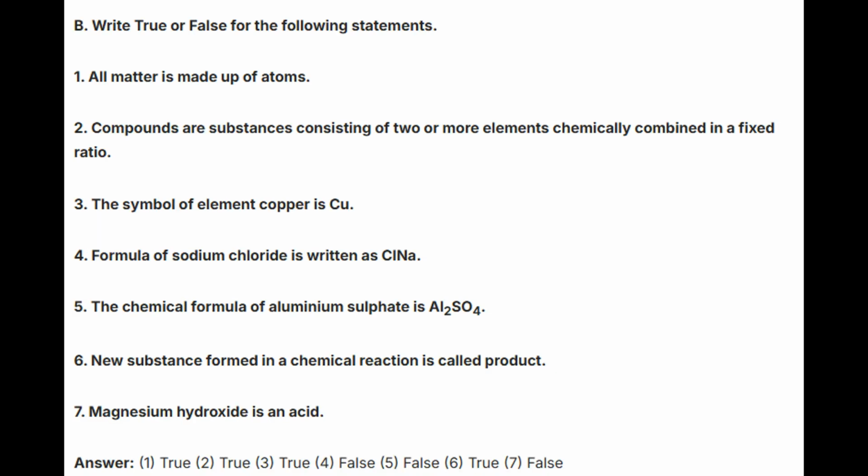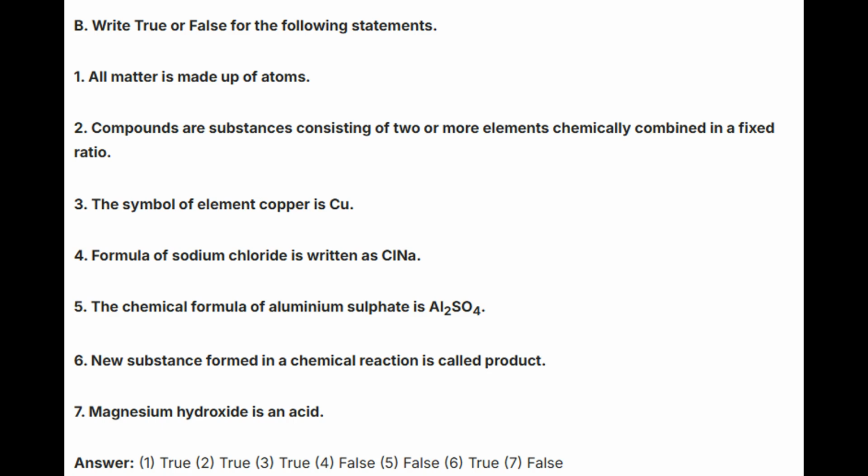B. Write true or false of the following statements. First, all matter is made up of atoms. True. Second, compounds are substances consisting of two or more elements chemically combined in a fixed ratio. True. Third, the symbol of element copper is Cu. True. Fourth, formula of sodium chloride is written as ClNa.